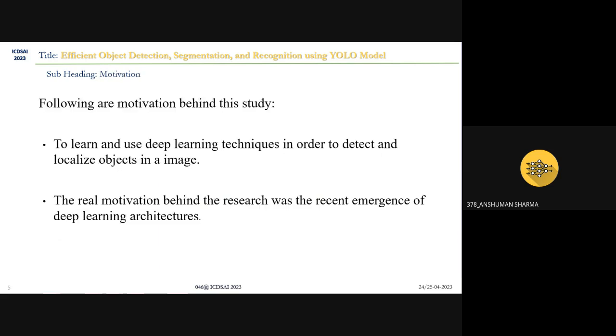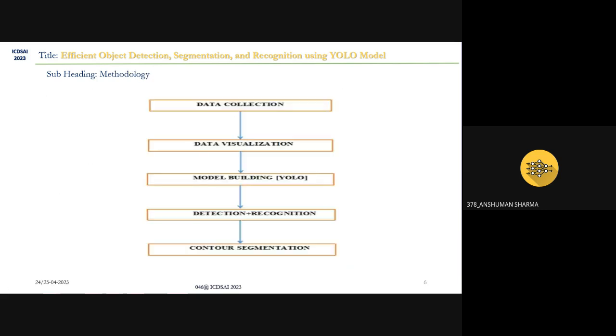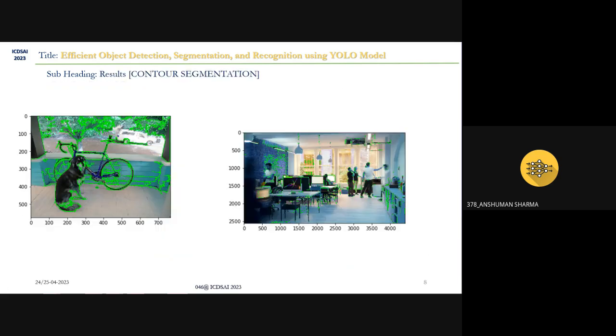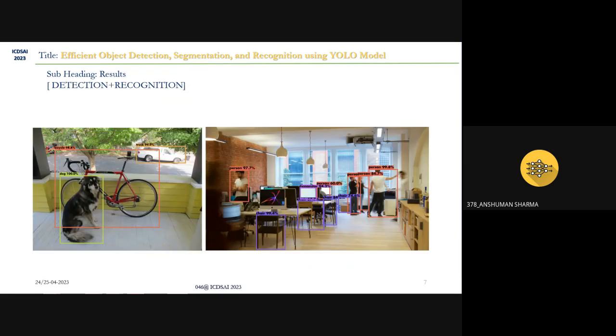Motivation. The following are the reasons for doing this research. Learning and applying deep learning techniques to point out and localize objects in an image. The primary impetus for the study was the recent introduction of deep learning architectures and the recent emergence of deep learning. So here we will be presenting the methodology.